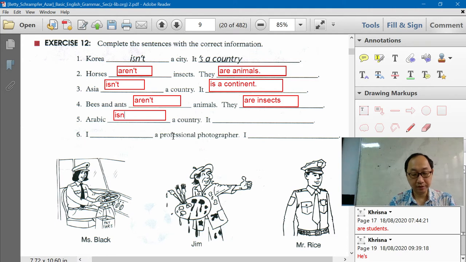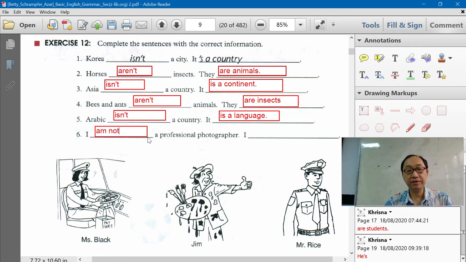Arabic isn't a country. It is a language. And I am not a professional photographer. For example, I am a teacher. Yeah, I'm a teacher.